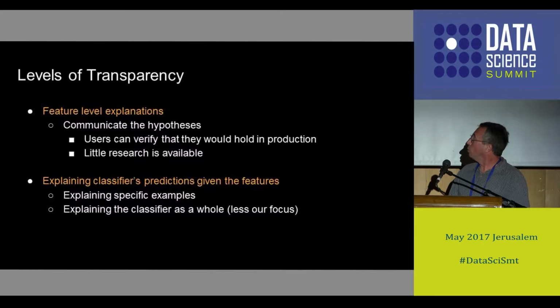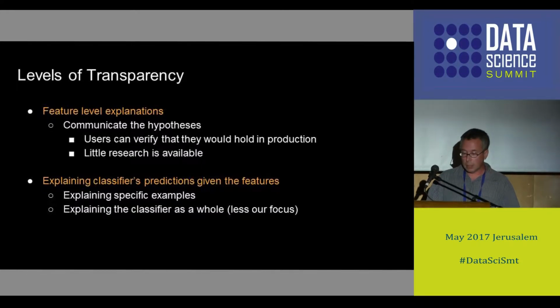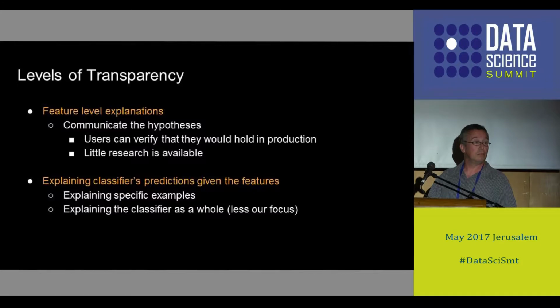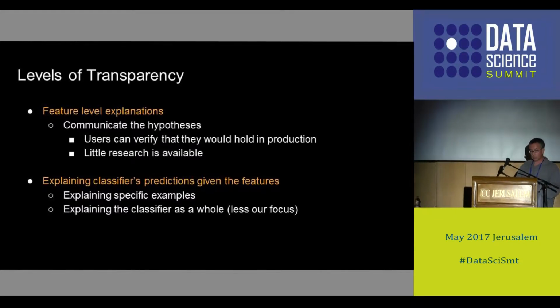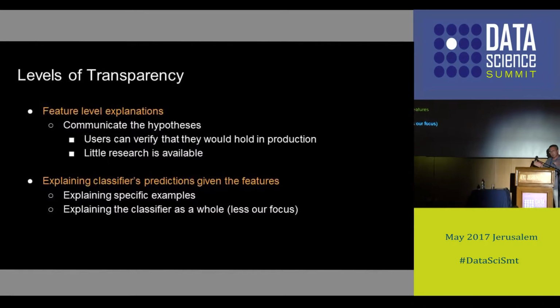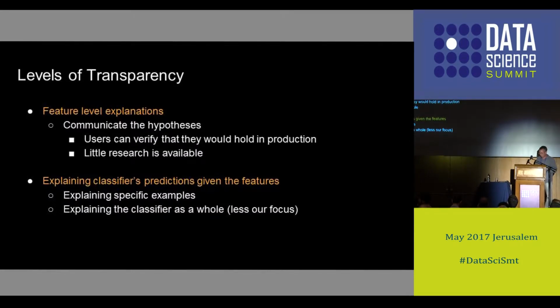On the second level, which is the classifier level, there is a nice emerging literature, and this is about explaining the classifier's prediction given the features. So here we can speak about two major subtopics. We can speak about explaining specific examples or sets of examples, and this is going to be the focus of this talk. And we can also speak about explaining the classifier as a whole, and I will not touch this issue much in this talk.